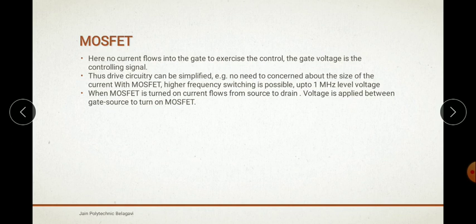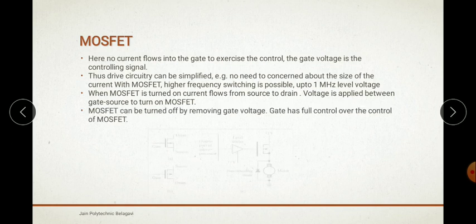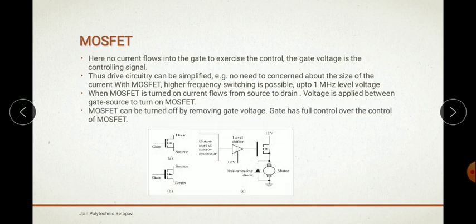Explaining with the help of the diagram, you can see here when the MOSFET is turned on, the current flows from source to drain. By the figure you can see that when the MOSFET is turned on, the current is flowing from the source to the drain, and voltage is applied between the gate and source to turn on the MOSFET. When the MOSFET is turned off by removing the gate voltage, the current flow is controlled by the MOSFET.